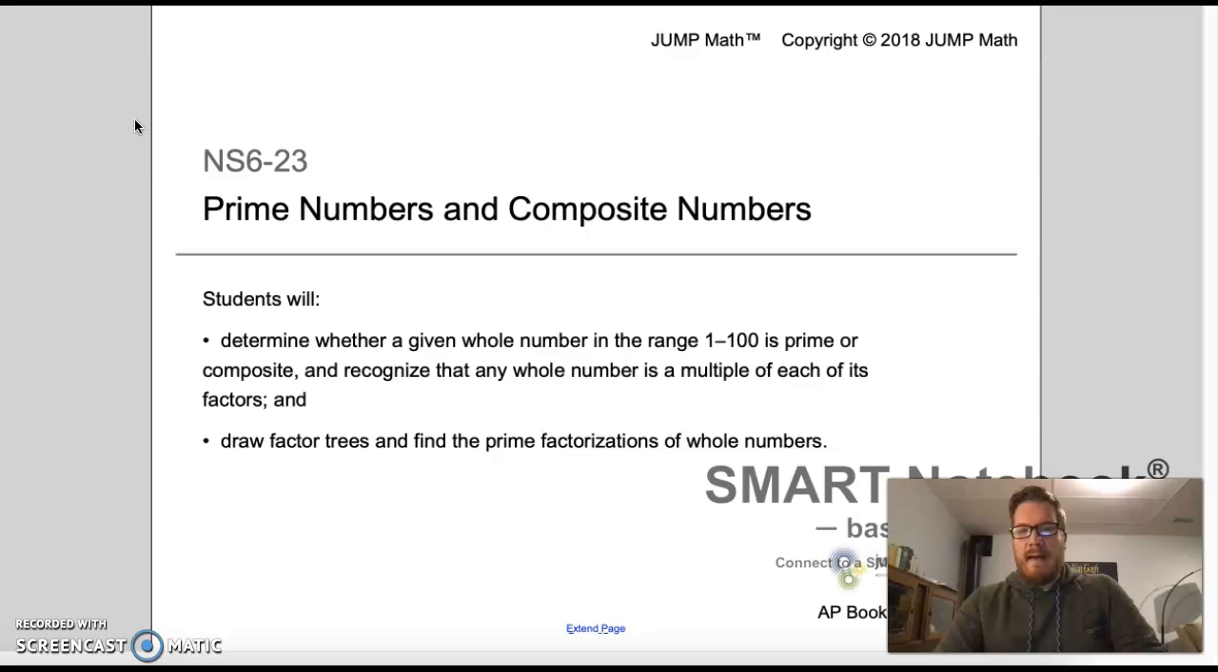This is our title slide, and it's got some learning targets for you guys to look at and focus on. There are two of them. The first one is to determine whether a given whole number in the range of 1 to 100 is prime or composite, and recognize that any whole number is a multiple of each of its factors. Now, there may be some words in that sentence that you're a little bit confused about, but we're going to go over the definitions and talk about what those mean as we go through the first number of slides in the slideshow.